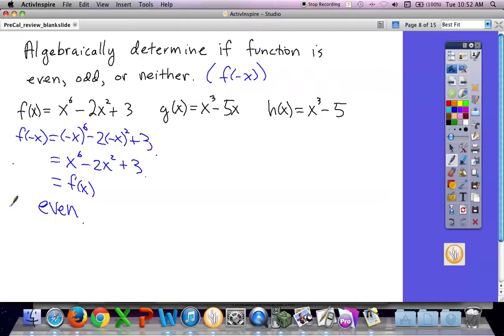What do you mean? I mean, just do exactly like this. Negative x to the 6th power is the same thing as x to the 6th power. Okay, now, how about this one?